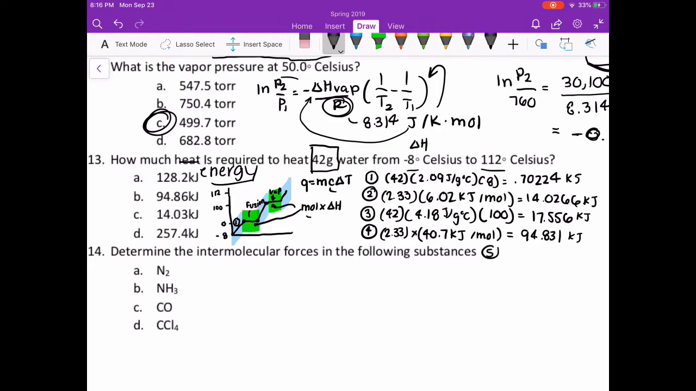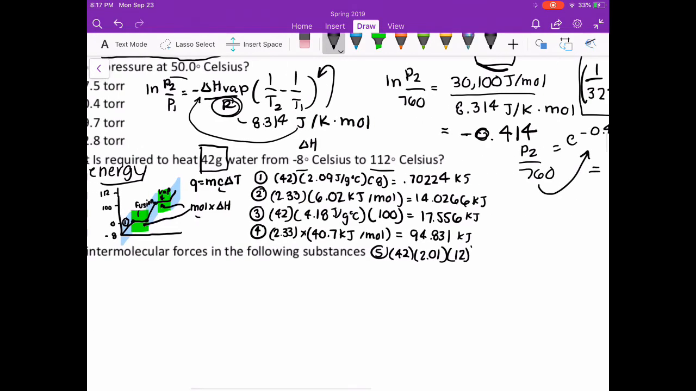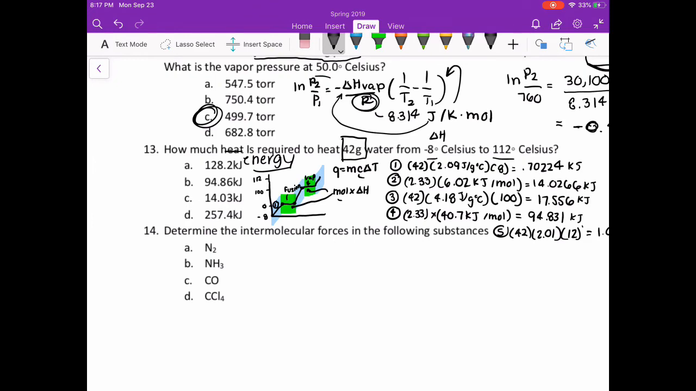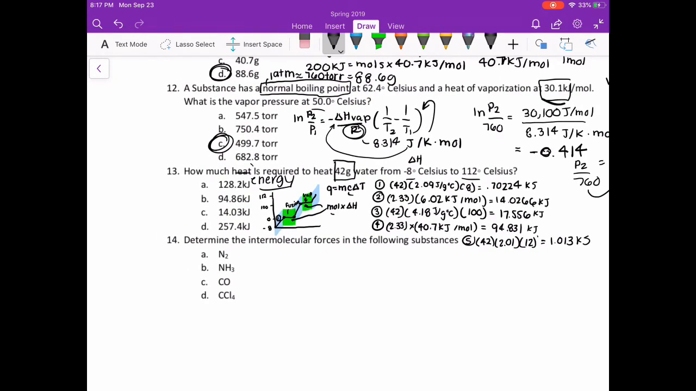And then step 5 is just doing the same thing again. I heat from 100 to 112, so I'm going to use 42 times 2.01, that's the heat capacity of gaseous water, water vapor, times 12. When you multiply that together, you should get 1.013 kilojoules. The total energy required is going to be the summation of all those steps. When you add those all together, you should get 128.2 kilojoules.